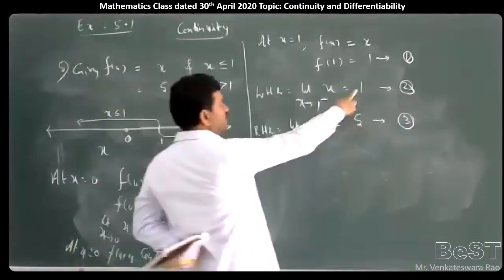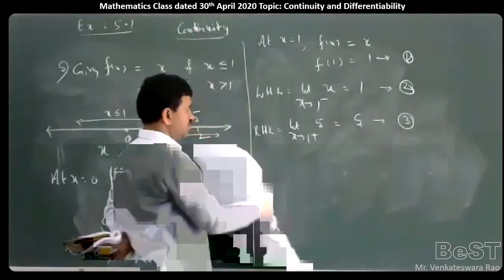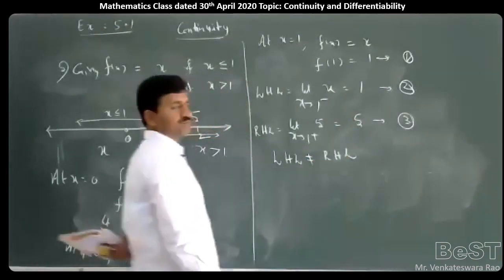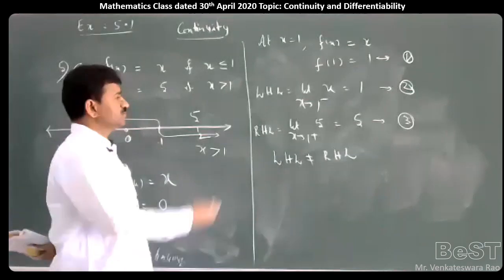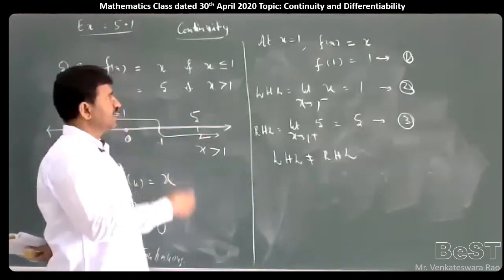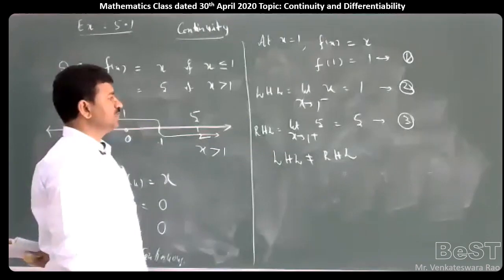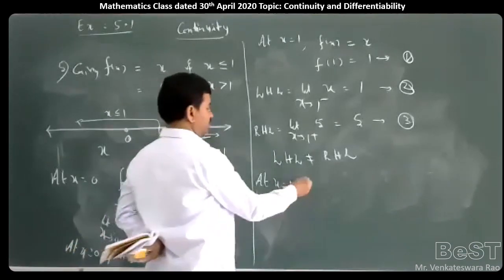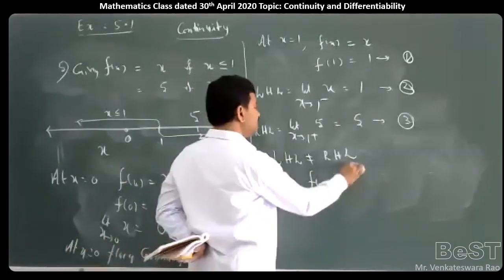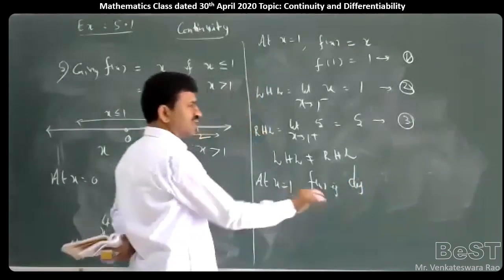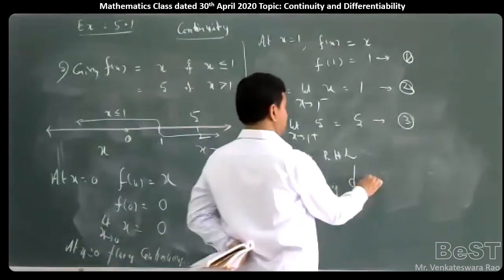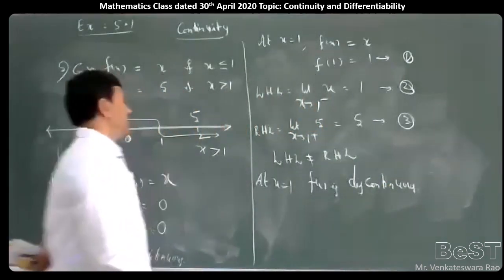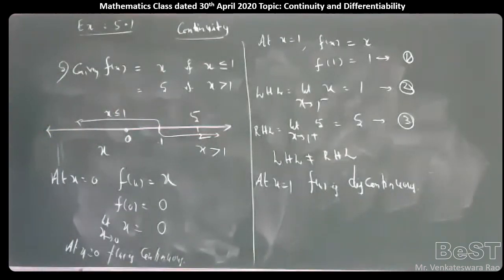Left limit value is 1, function value is 1, but right limit value is 5. So LHL is not equal to RHL. The limit does not exist, so there is no discussion about continuity. So at x is equal to 1, f of x is discontinuous. If it is not continuous, it is discontinuous.